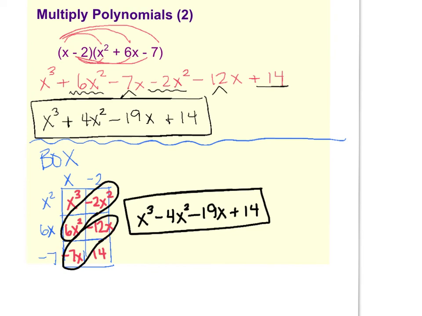So whatever method you like, it doesn't matter to me, as long as you're getting that final answer. Oh, did you guys catch my mistake? I see it now. In the final answer, the 6x squared minus the 2x squared should be a positive 4x squared. As long as you're getting the final answer, that's what I'm looking for. So you just figure out what works best for you.